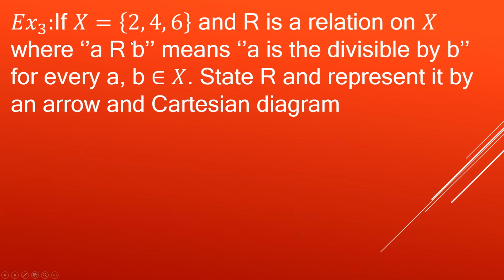Here, if X contains 2, 4, and 6, and R is a relation on X, where A R B means A is divisible by B, or the first projection is divisible by the second projection, for every A and B belonging to the same set X, we need to state R, or the relation, and represent it by using the arrow diagram and the Cartesian diagram.